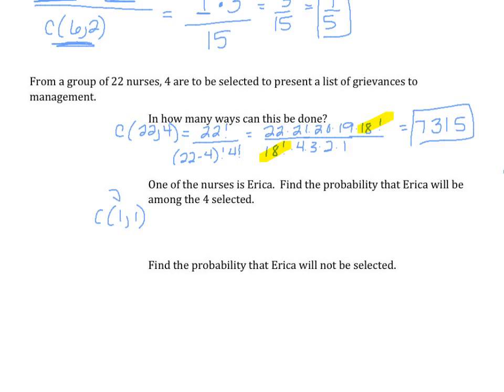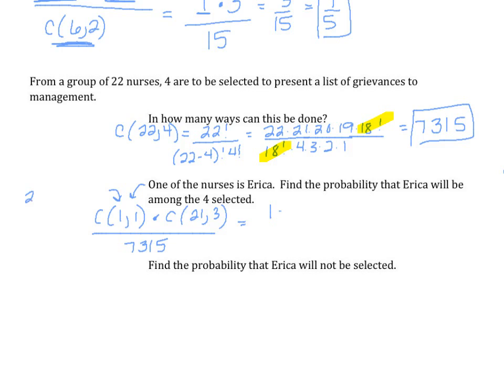So of the 1 selected, I need to choose one that is Erica. But we also need to multiply that by those that are not Erica. So I have 21 nurses left and 3 that are not Erica. And I want to divide that by my total number of options, which is 7,315. We also determined that 1 choose 1 is equivalent to 1, so I'm not going to multiply that out. So I need to do 21 choose 3.